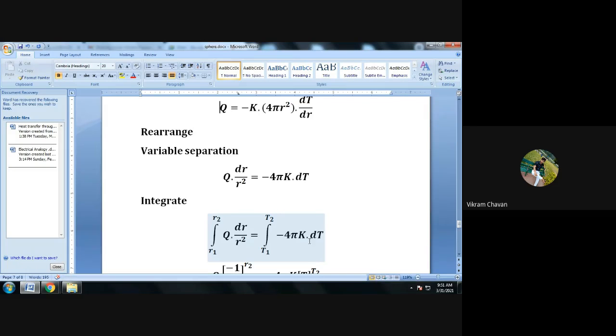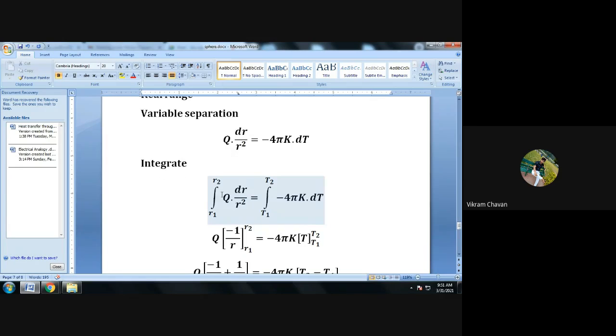Now we know that the integration of 1 upon r square is minus 1 upon r. And the integration of dT is T. So Q is a constant and minus 4 pi K is a constant, so you can take them out of the integration sign and integrate only dr divided by r square on the left side, and only dT on the right side.